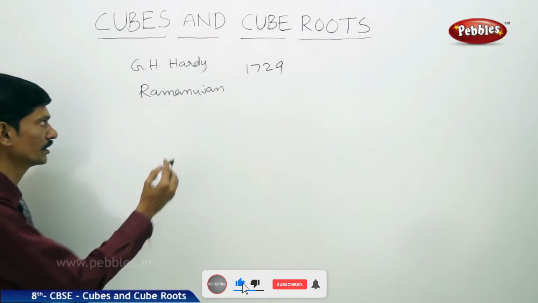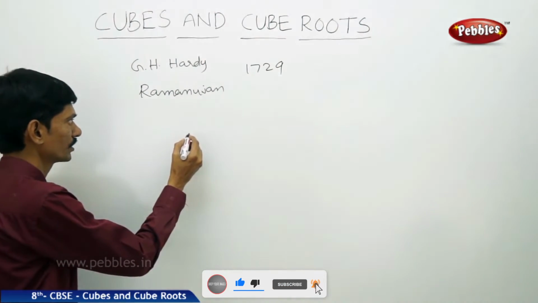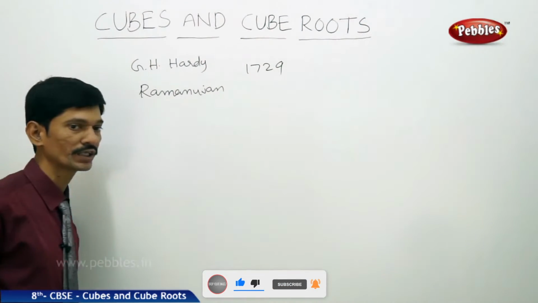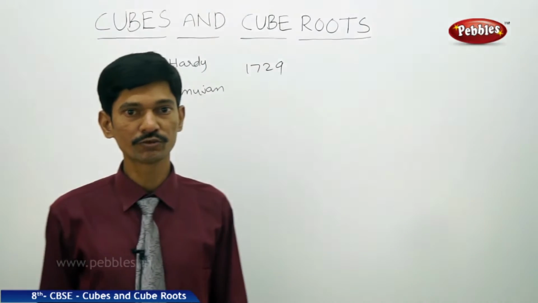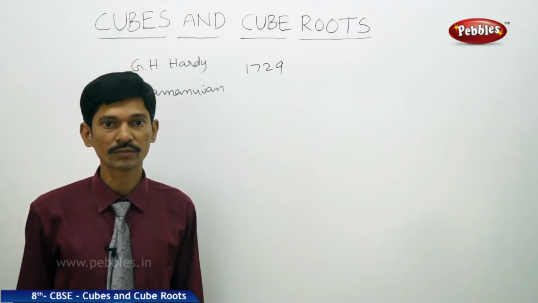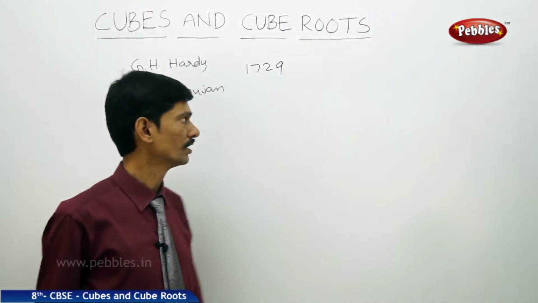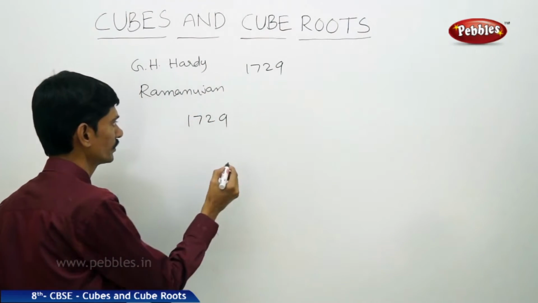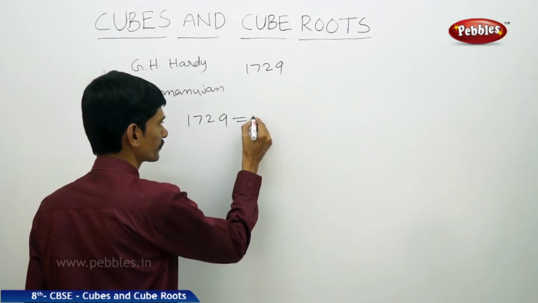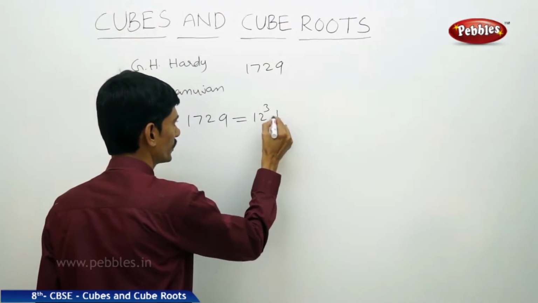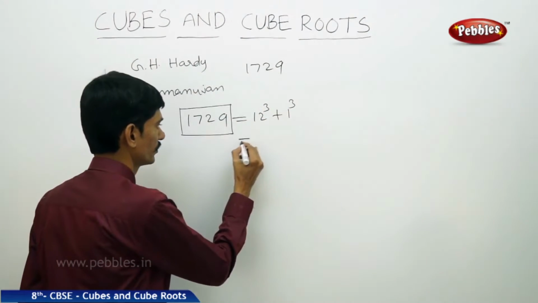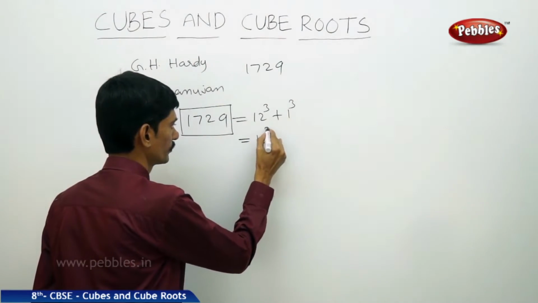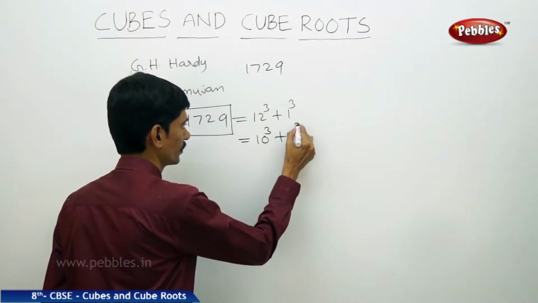Now this is the smallest number which can be written as the sum of the cubes of two natural numbers in two different ways. Let us see that. 1729 equals 12 cube plus 1 cube. This equals 10 cube plus 9 cube.